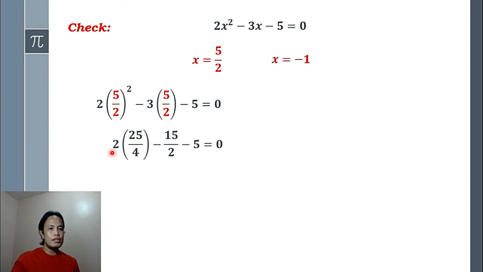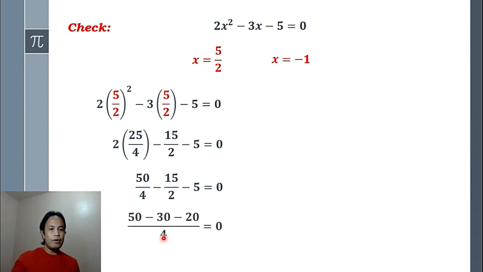This time, the same process, we assume denominator 1. So 2 times 25 is 50 divided by 4 minus 15 over 2 minus 5. This time, we get the LCD because this is a fraction. We can assume denominator 1 with 5. So our LCD would be 4. 4 divided by 4 is 1, times 50 is 50. We copy minus. 4 divided by 2 is 2, times 15 is 30. Then we copy minus. 4 divided by the assumed denominator 1 here is 4, times 5 is 20. Then we simplify.